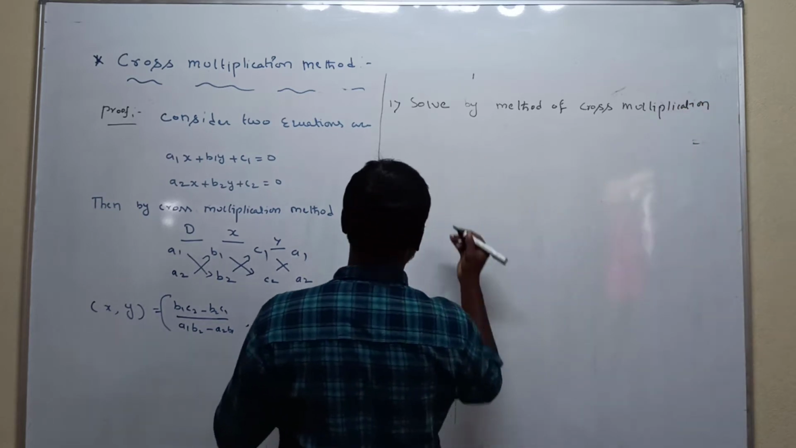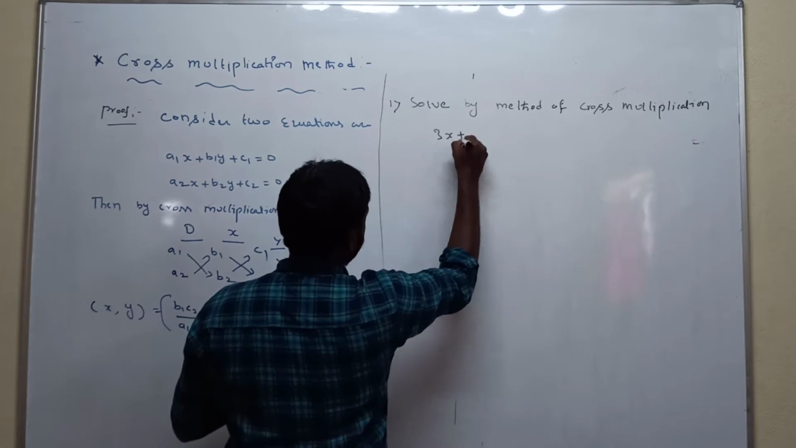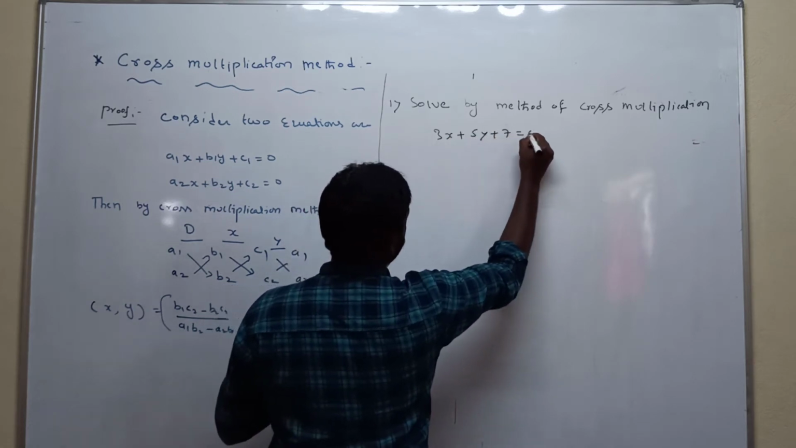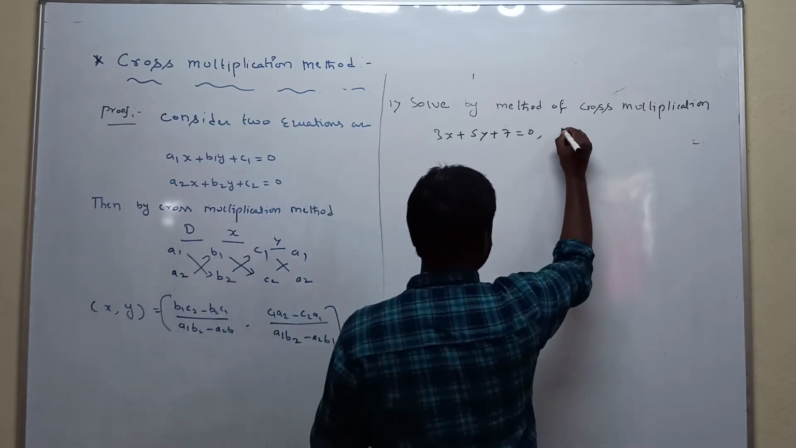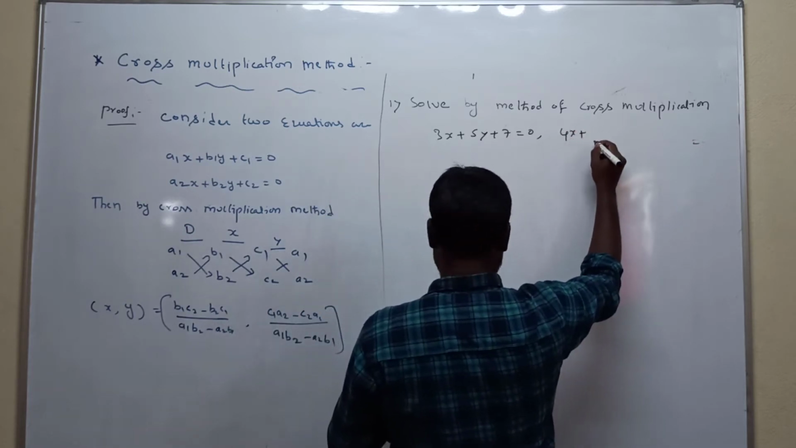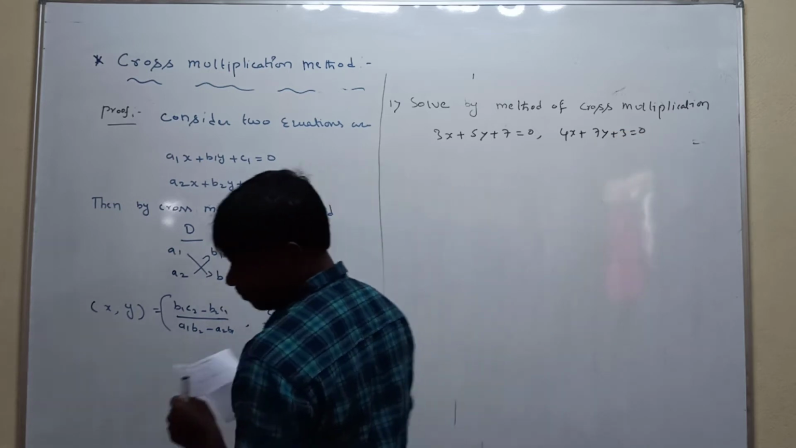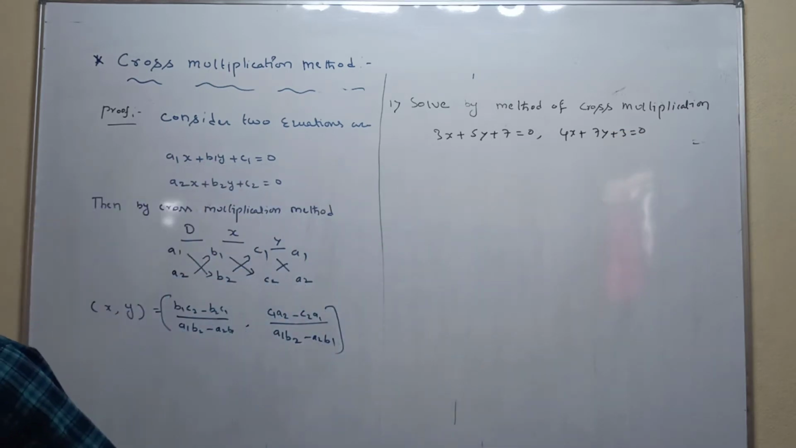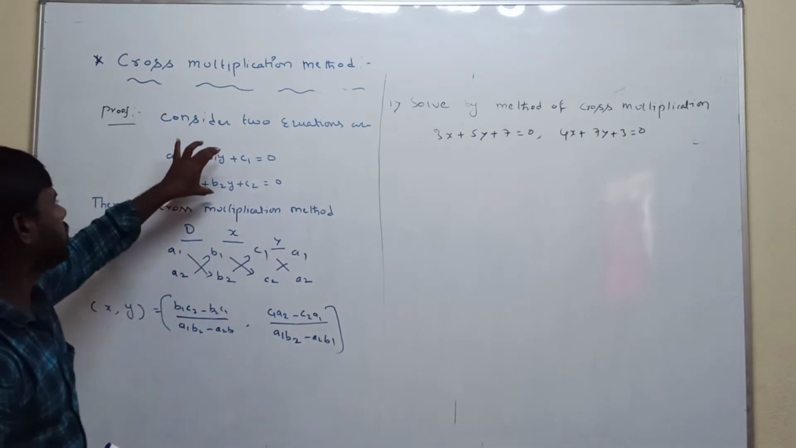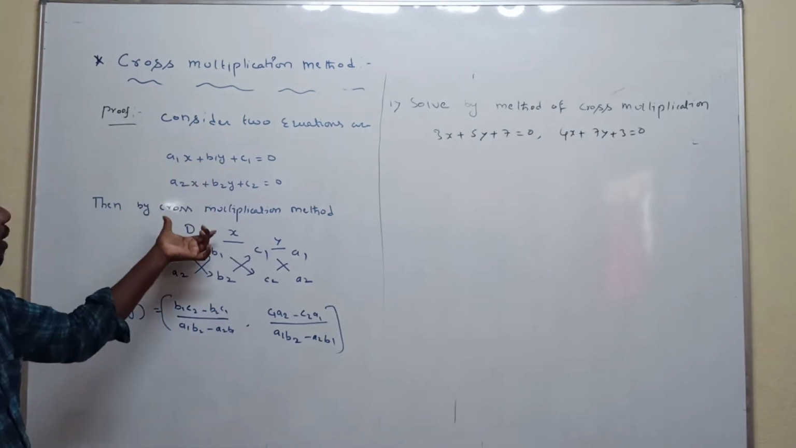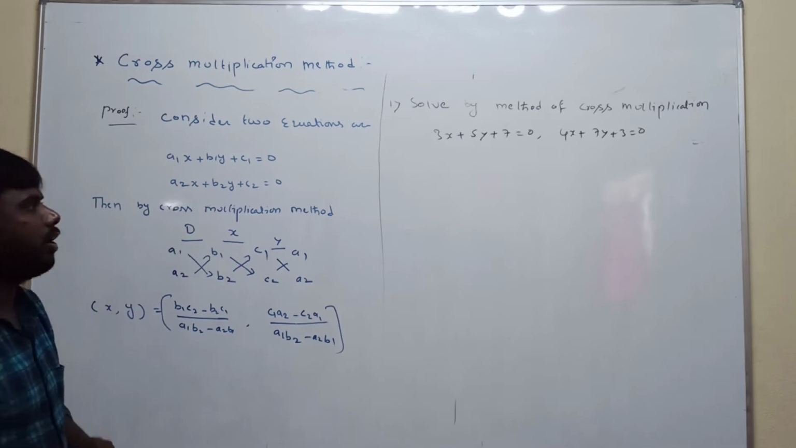The first equation is 3x plus 5y plus 7 is equal to 0. Second equation is 4x plus 7y plus 3 is equal to 0. So they are given two linear equations. First step, you can write what are the given equations as this. Next you can apply the cross multiplication method.